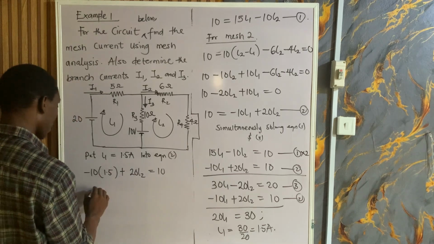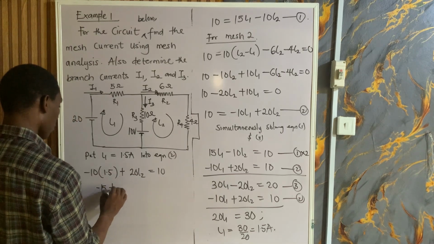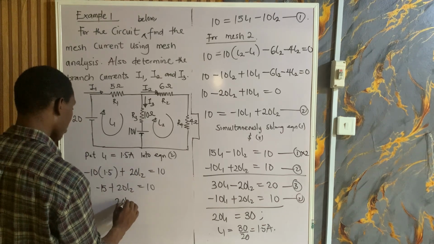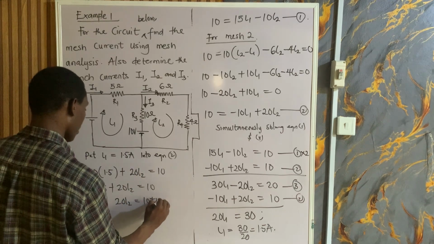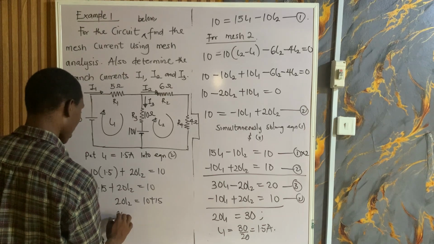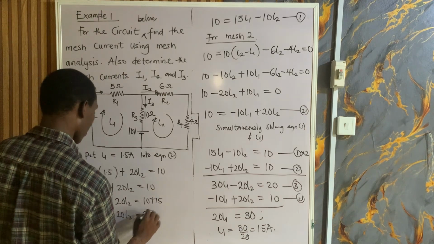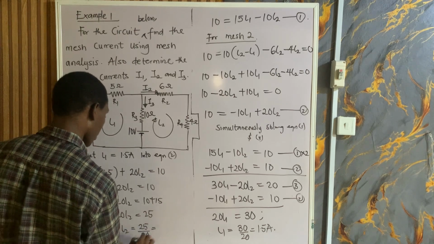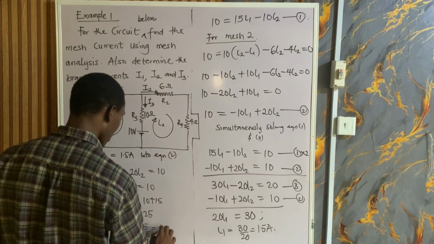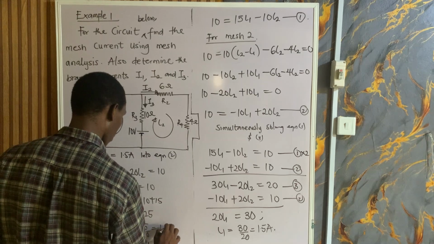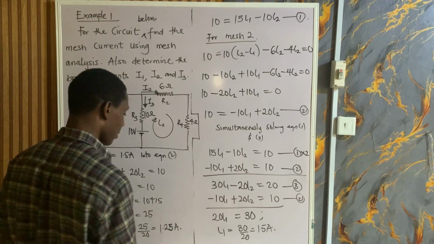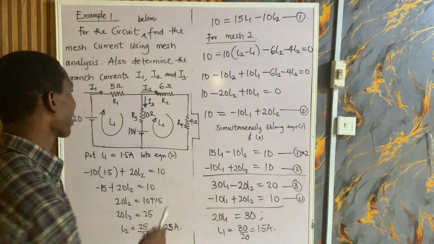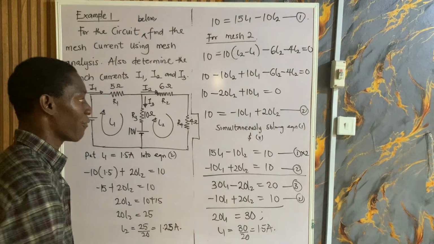If I open this bracket, I will get minus 15 plus 20 I2 is equal to 10. Bringing this here will give me 20 I2 is equal to 10 plus 15. And that will be 20 I2 being equal to 25. And so I2 will simply be 25 over 20, and this will give us 1.25 ampere. So that's that about that. So we've gotten our I1 and I2, which are the mesh currents the question actually asked us to solve for.